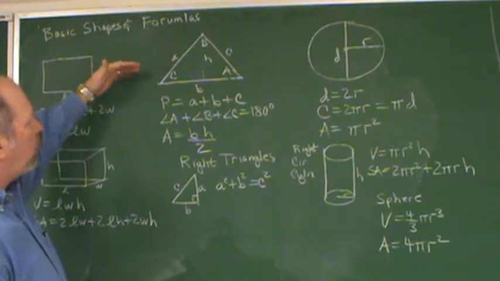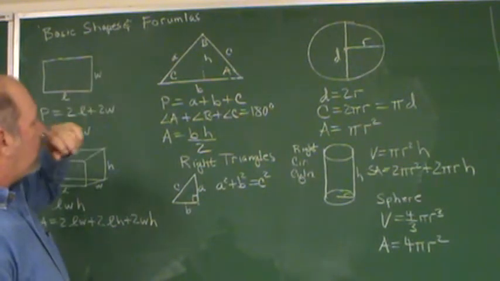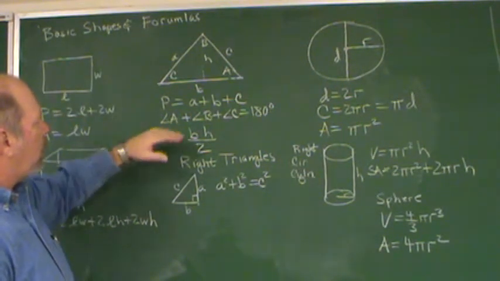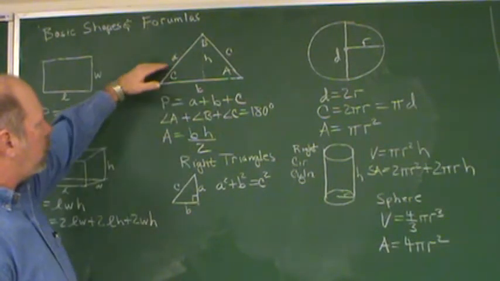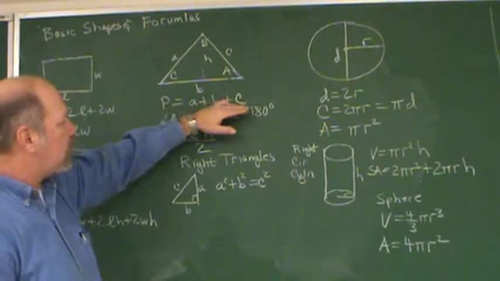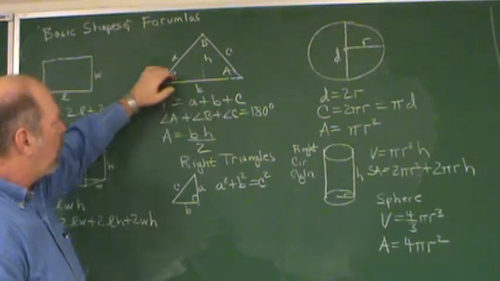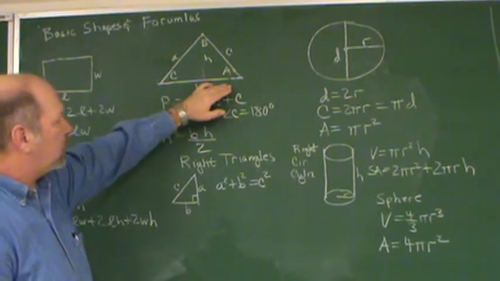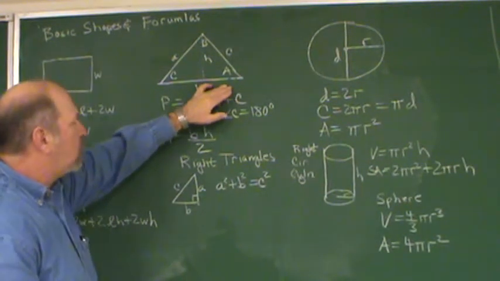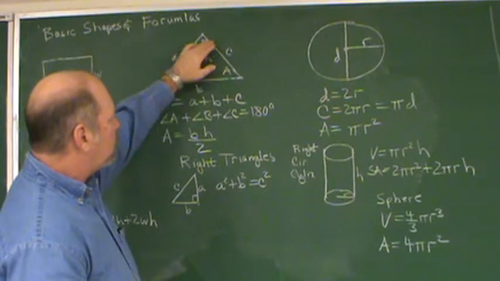Now, they come in a wide variety of shapes and sizes, and the two that I'm concerned with primarily are just basic triangles like this and right triangles. The perimeter of any triangle is simply the sum of the sides, a plus b plus c. Let little a be the length of this side, little b be the length of this side, that's generally called the base, and little c be the length of this side.